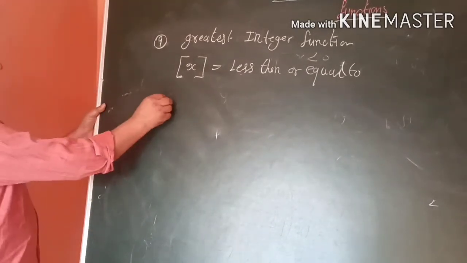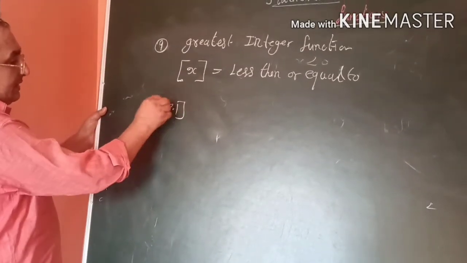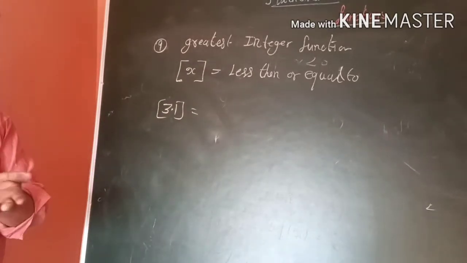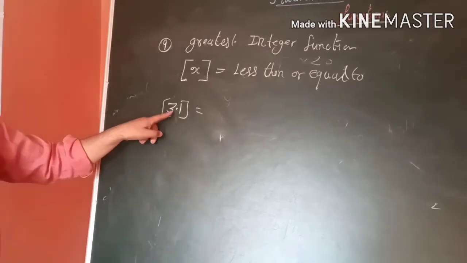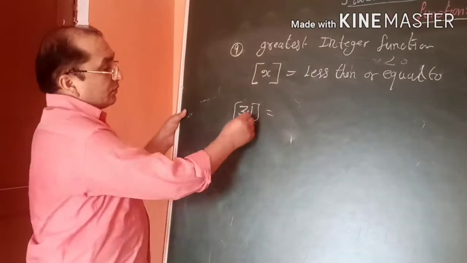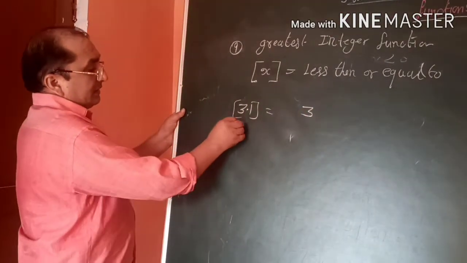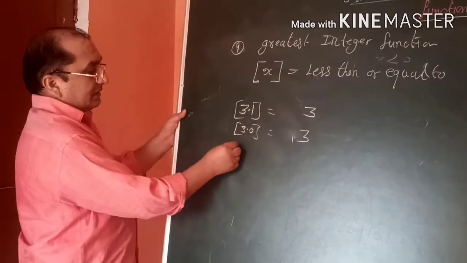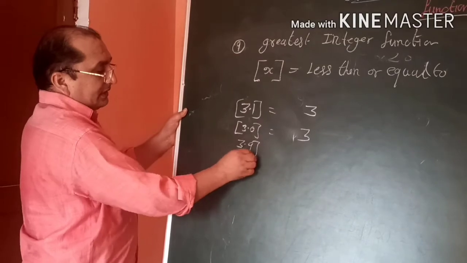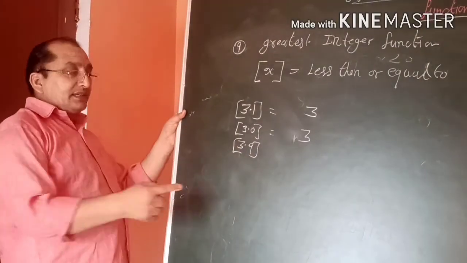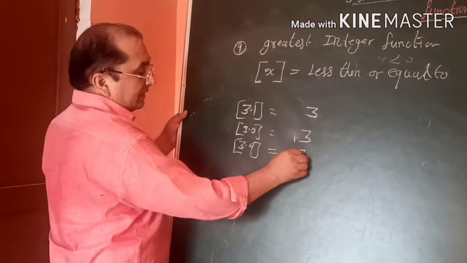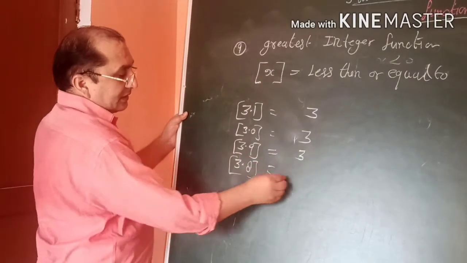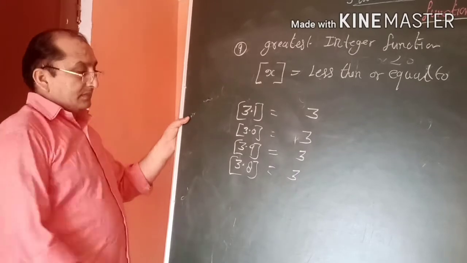Now see, suppose I have written 3.1. What is the integer of that? Only 3 is the integer, 0.1 is the decimal part, so it will be 3. Suppose 3.0, again 3. For 3.9, the integer is only 3, so again 3. For 3.8, only the integer part 3 will come.